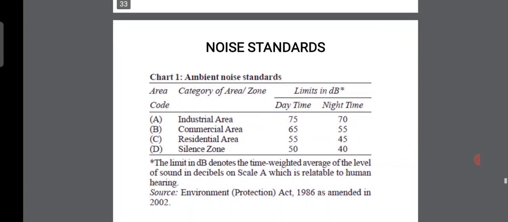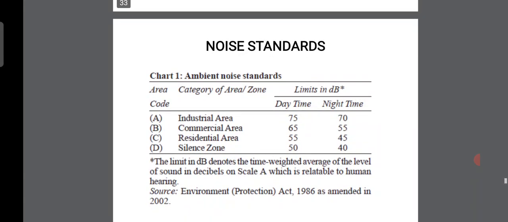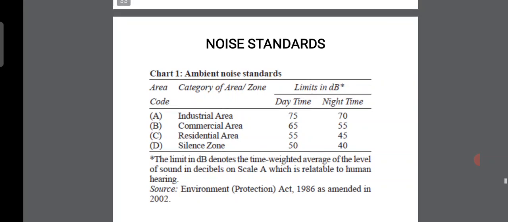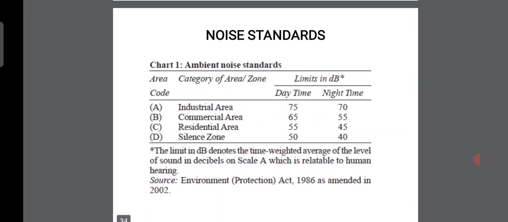These are the noise standards, that is, the ambient noise standard in decibels. In the industrial area, the daytime permissible decibel level is 75 and at night time 70 decibels. Commercial area, the daytime permissible limit is 65 decibels and at night time 55 decibels. In the residential area, daytime is 55 decibels and night time is 45. In the silent zone where hospitals are present, the daytime maximum permissible limit is 50 decibels and the night time is 40 decibels.